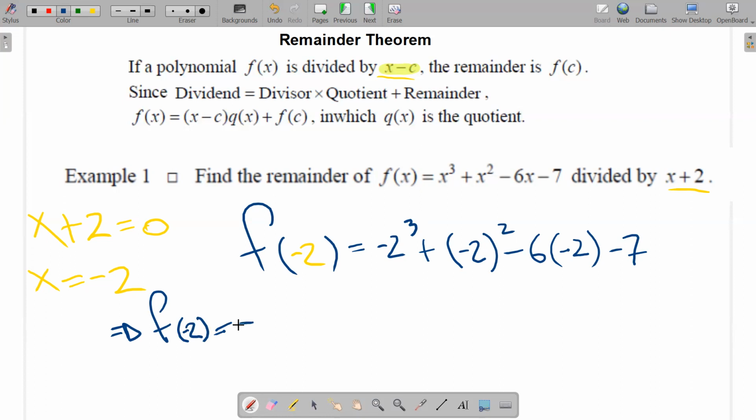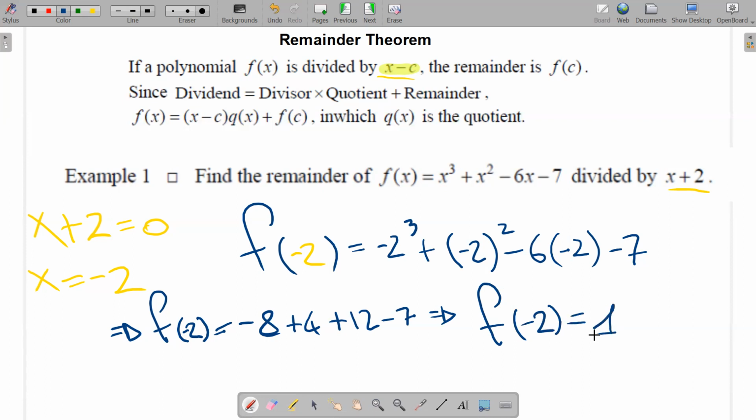-2 to the power of 3 will be -8, and -2 to the power of 2 will be plus 4. -6 multiplied by -2 will be plus 12, minus 7. -8 plus 4 will be -4, plus 12 will be plus 8, minus 7 will be plus 1. That means that the function of -2 will give us a result of 1, which is our remainder when we divide that function by x plus 2.